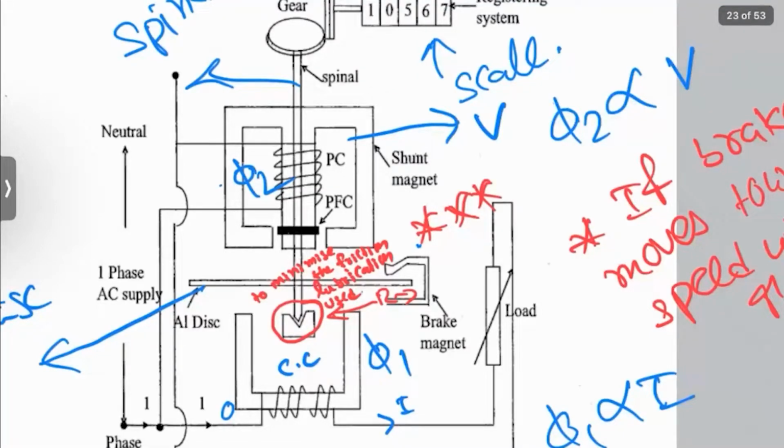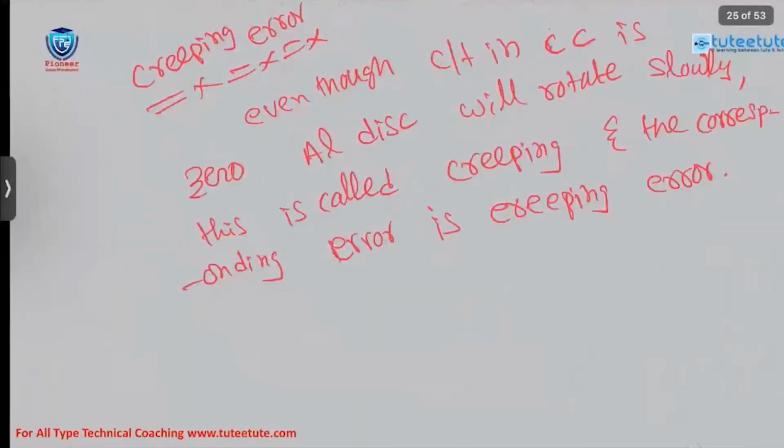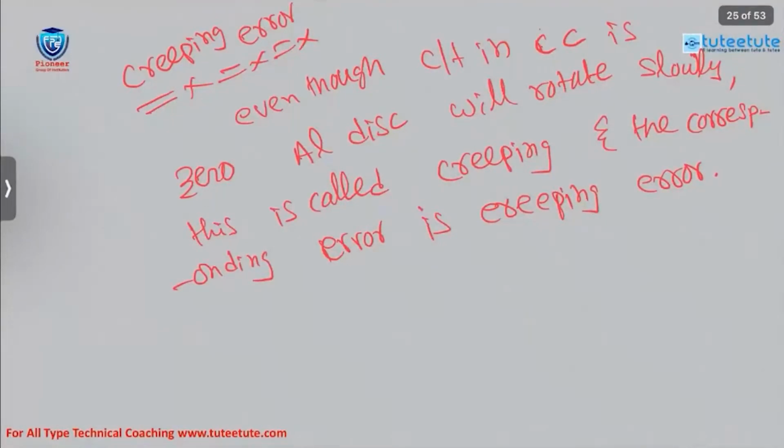One more cause: normally voltage is constant, but if over voltage occurs in our system, then also the aluminum disc starts slowly rotating. That slow rotating process is called creeping, and whatever error occurs due to this process is called creeping error.